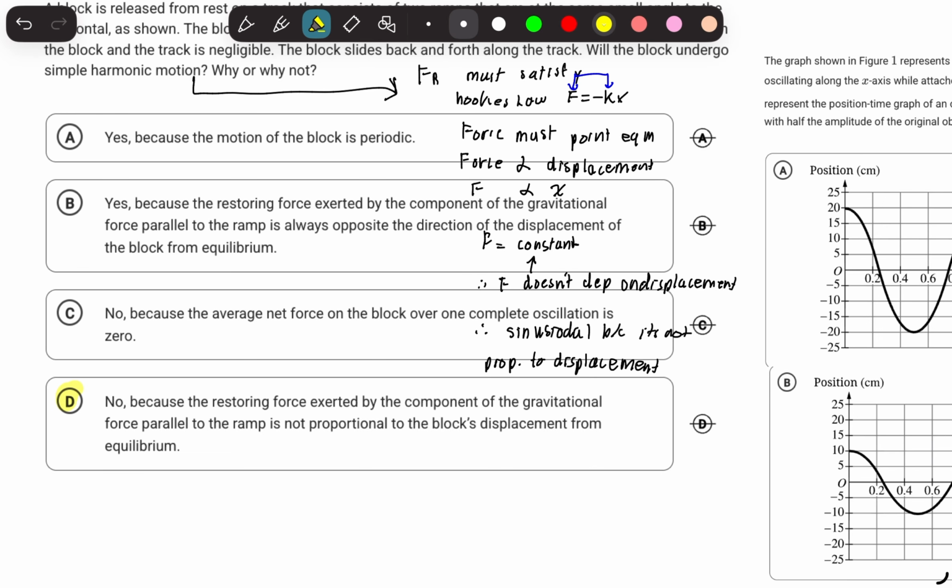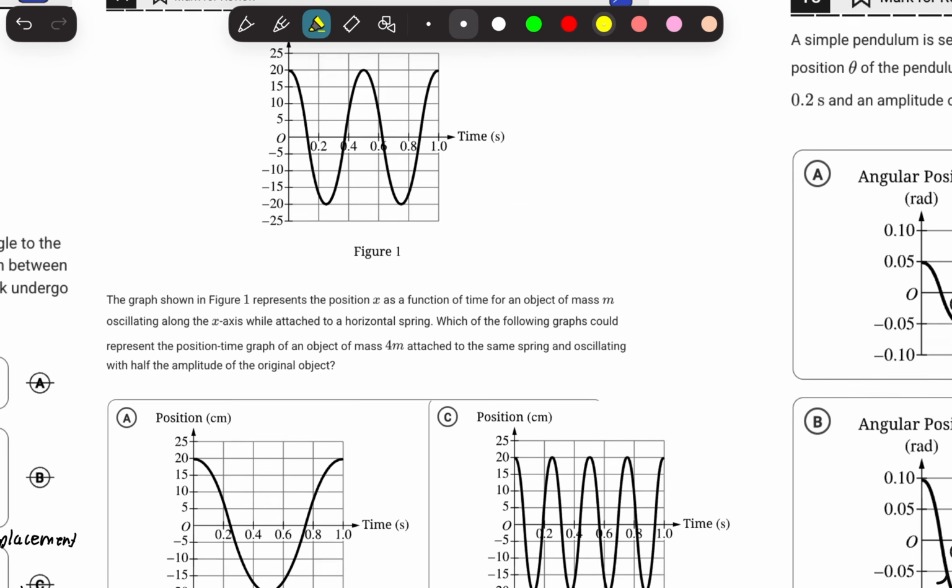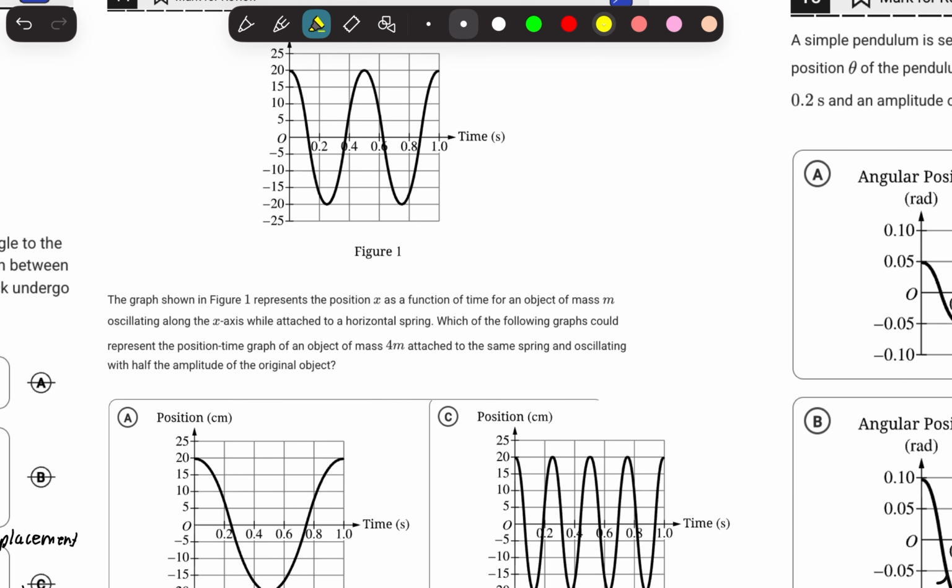Now for our next question, you are going to have some graphs. The graph shown in figure 1 represents the position x as a function of time for an object of mass m oscillating along the x-axis while attached to a horizontal spring. Which of the following graphs could represent a position time graph of the object of mass 4m attached to the same spring and oscillating with half the amplitude of the original object?